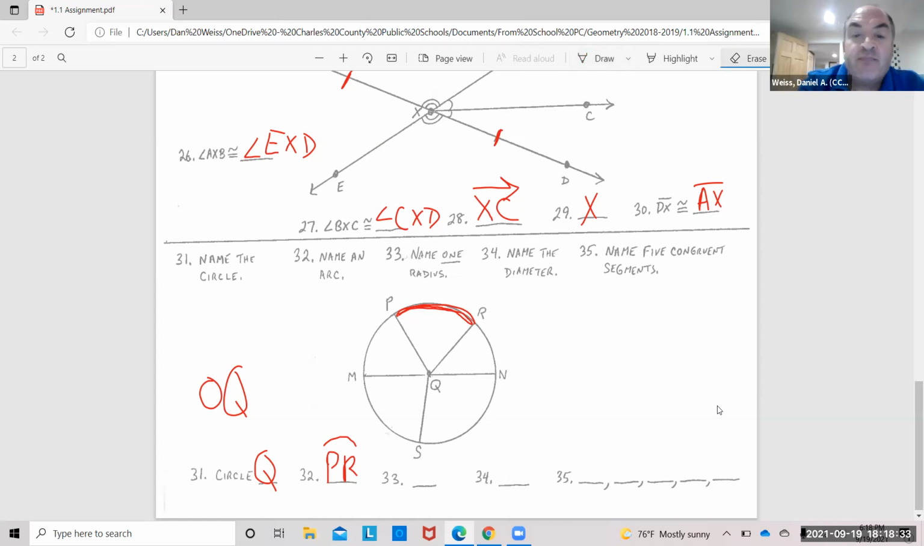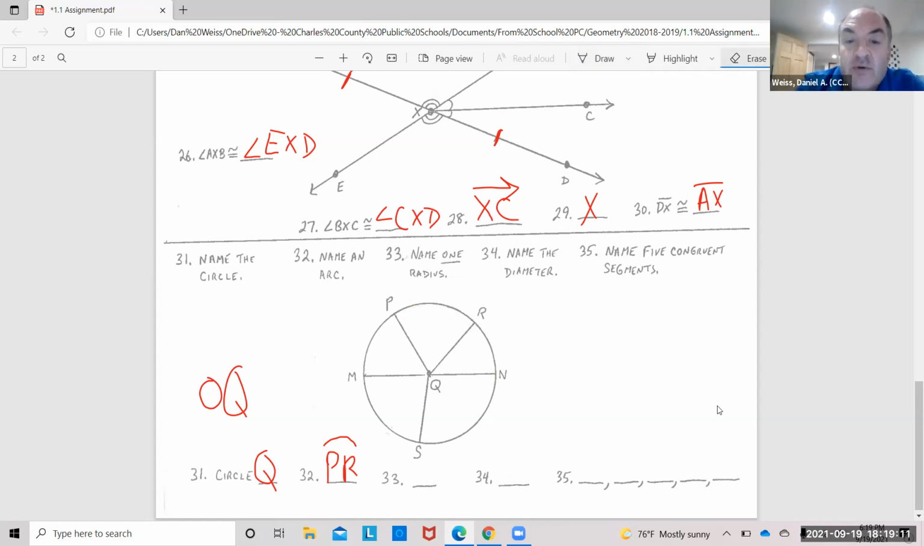Sure you can. Arc RN. That's another arc. Arc NS. Arc SM. Arc MP. Or how about this? Arc MR. Right? That's another arc. How about this? Arc PN. That's another arc. PN. Right?